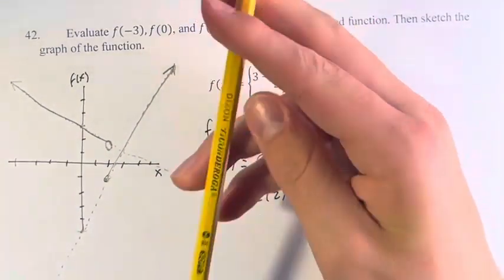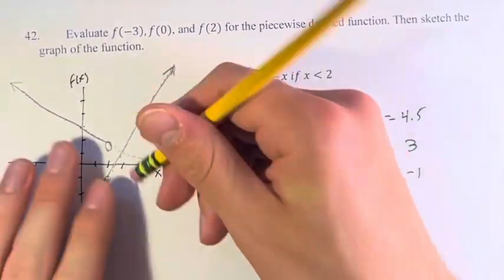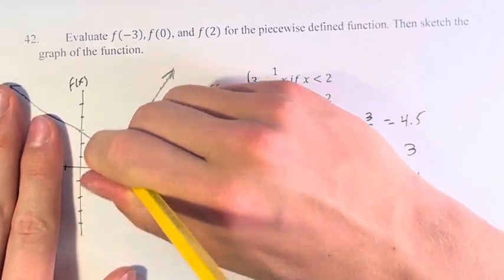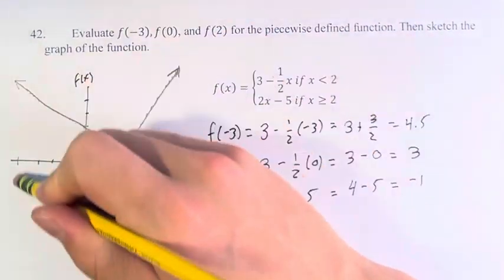And the reason you do pencil is so you can eliminate these parts of the functions. And this is what's left of your piecewise function, f of x, with these values and this graph.